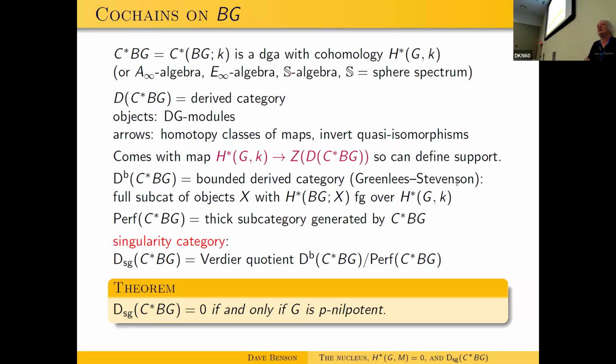For a ring, that gives you the perfect complexes. So the singularity category is then defined as the Verdier quotient of the bounded derived category by the perfect complexes. For example, you may wonder when the bounded derived category just consists of perfect complexes. That's true if and only if the group is p-nilpotent. So that's the situation where the singularity category is 0. Okay, still with it?